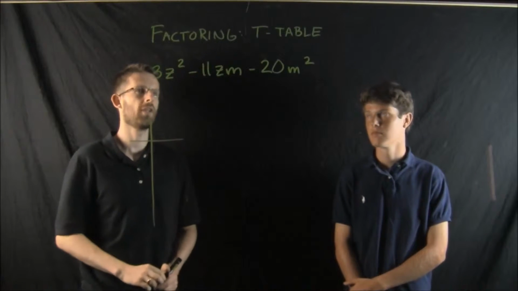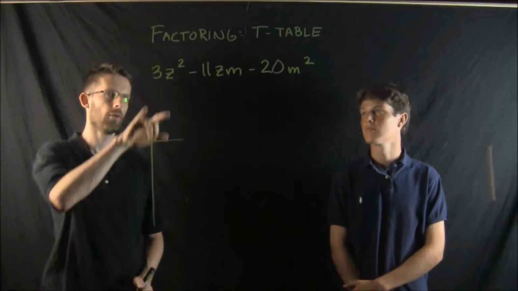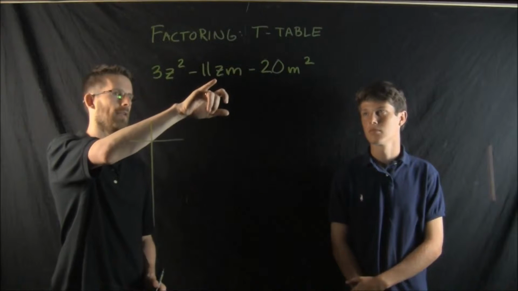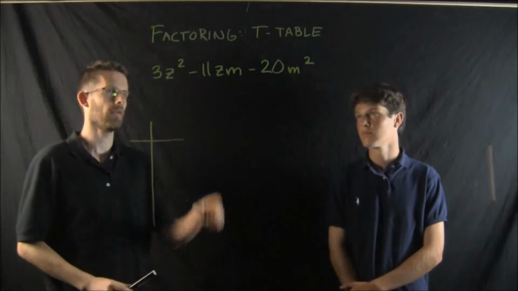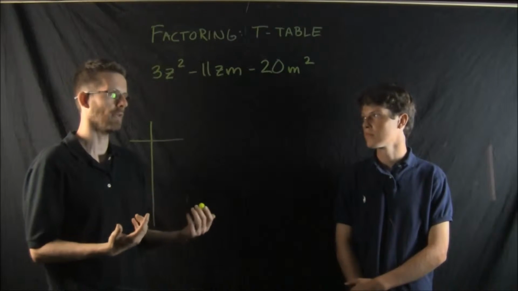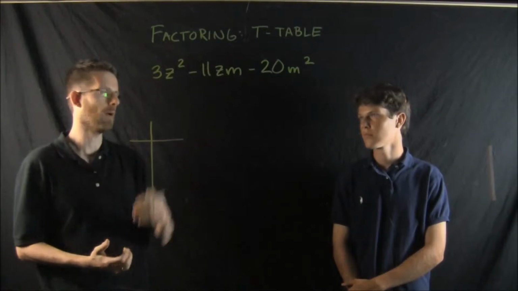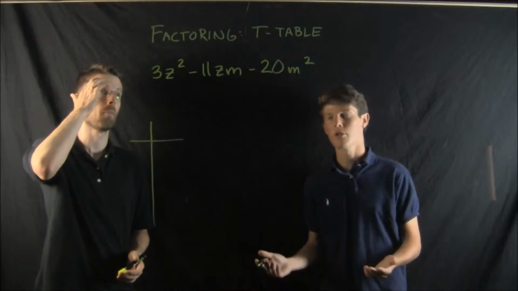So we're continuing factoring using a t-table. We have 3z squared minus 11zm minus 20m squared. So now you've got multiple variables, which is a little bit more difficult. But how would you go through this problem? Well, I'm going to approach it the same way.